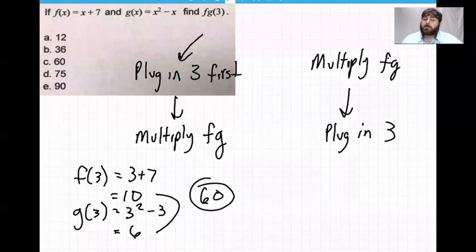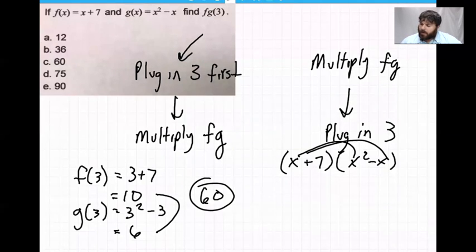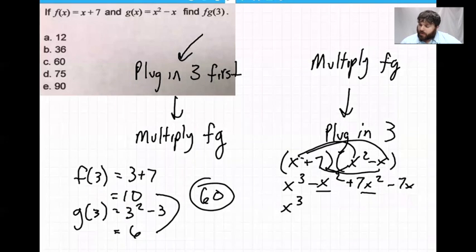I think this way is probably the easiest way to do it, but let's just see how to do it the other way too. First off, we're going to multiply f times g. So I've got f. I want to multiply that by g. I have to distribute here. X times x squared, that's x to the third. X times negative x, that's minus x squared. 7 times x squared is a plus 7x squared, and 7 times minus x is minus 7x. Got like terms. I get x to the third plus 6x squared minus 7x.